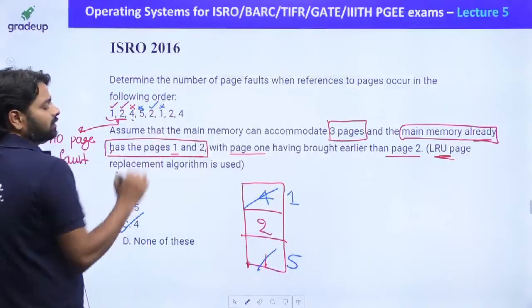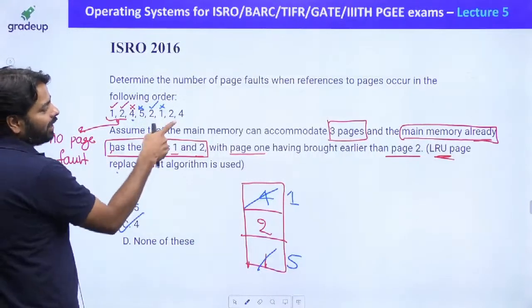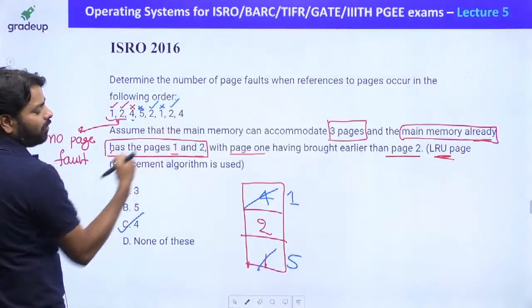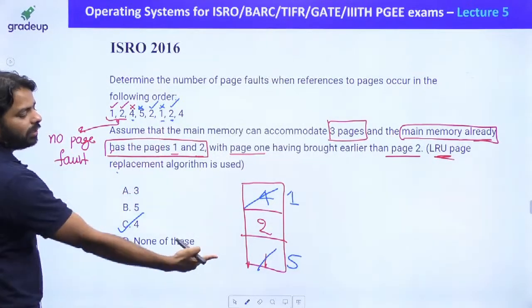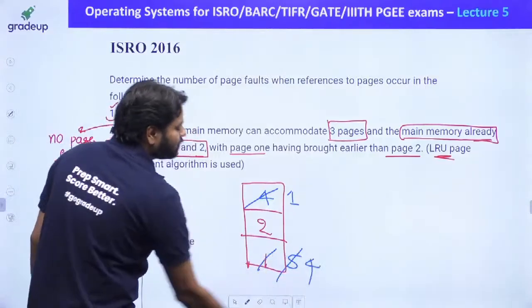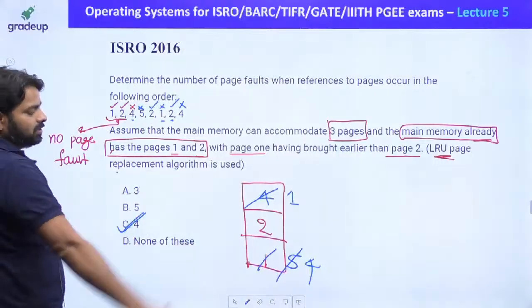So for 1 we got a page fault. And 2 is already there. 4 is not there. Look at the past: 2 is already there, 4, 2, 1, 5. We are going to replace 5 because 5 was least recently used. So we got a page fault. How many? 1, 2, 3, 4. 4 page faults.